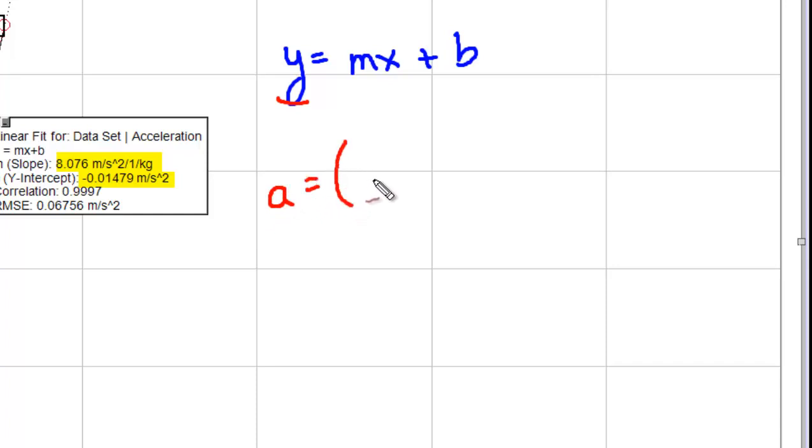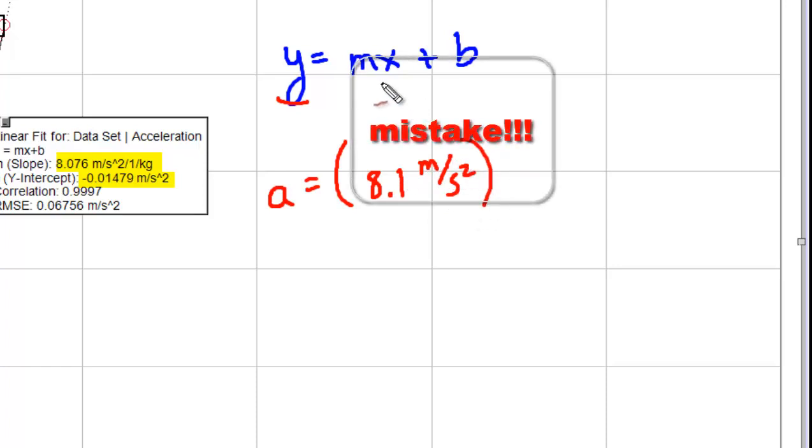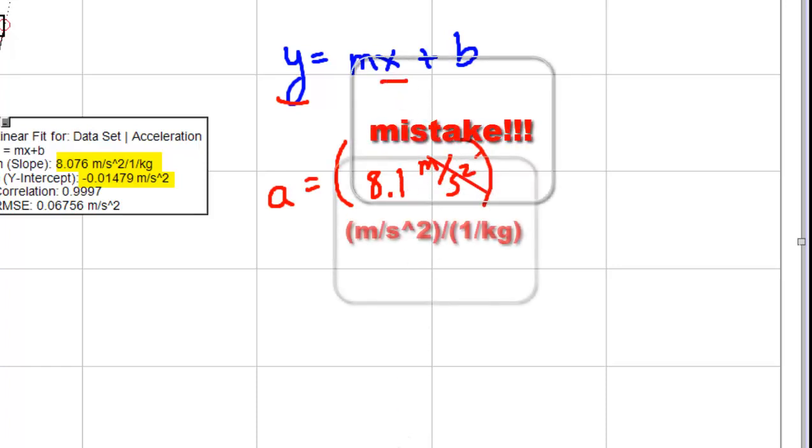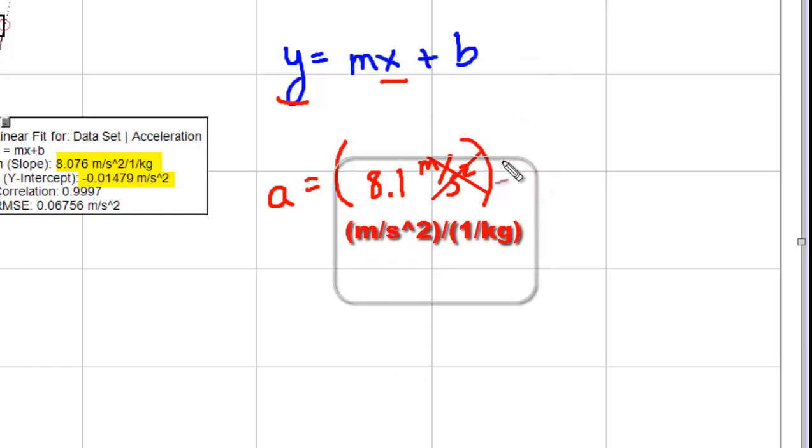Instead of m, I want the actual value for slope. I've got 8. I only have 2 significant digits in my data from the original data, so I'm going to go with 8.1 meters per second squared times x, but instead of writing x, I want to write what's actually on the x-axis, which is 1 over mass. So I'm going to do 1 over m plus b. b is 0.01. It's negative 0.01, but again, I only have 2 significant digits. This placeholder is really insignificant.